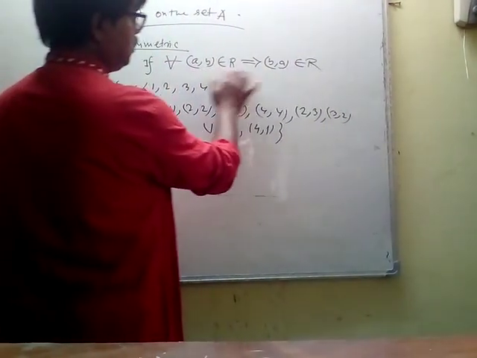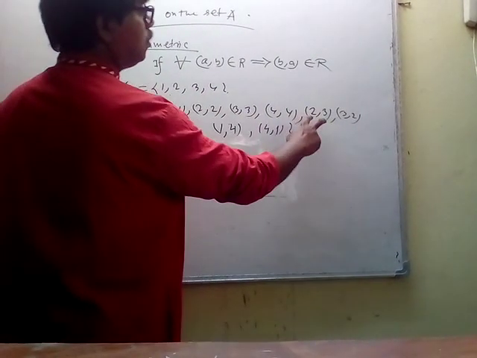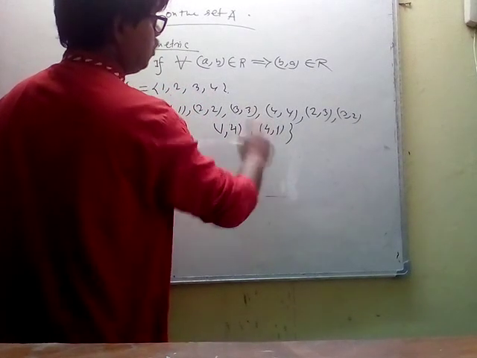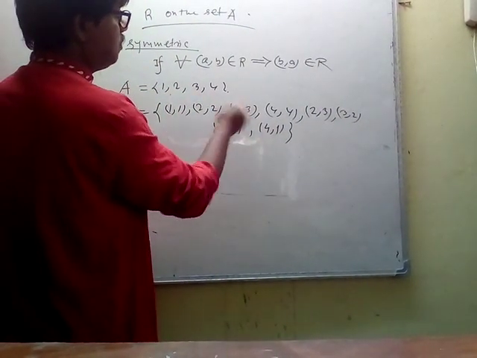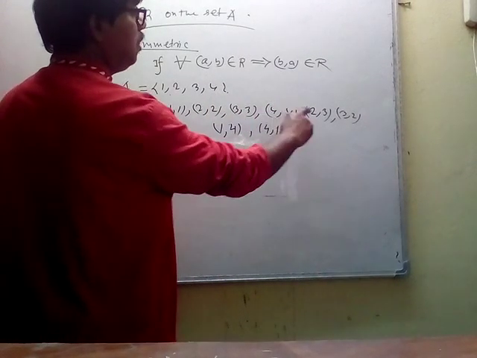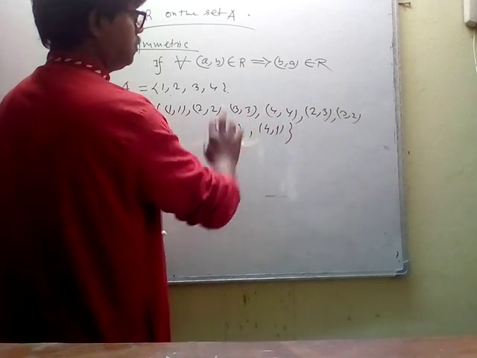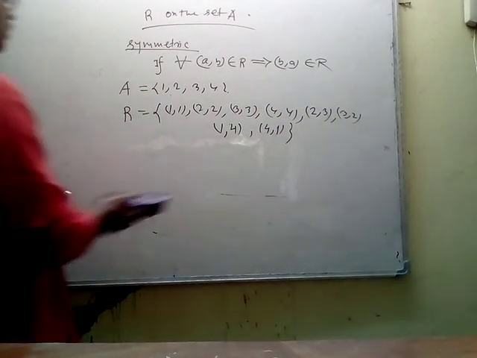If (a, b) belongs to R, then (b, a) belongs to R. So (2,3) belongs to R, and (3,2). (1,4) and (4,1). The reverse of (1,1) is (1,1), of (2,2) is (2,2), of (3,3) is (3,3), of (4,4) is (4,4). So it is symmetric.